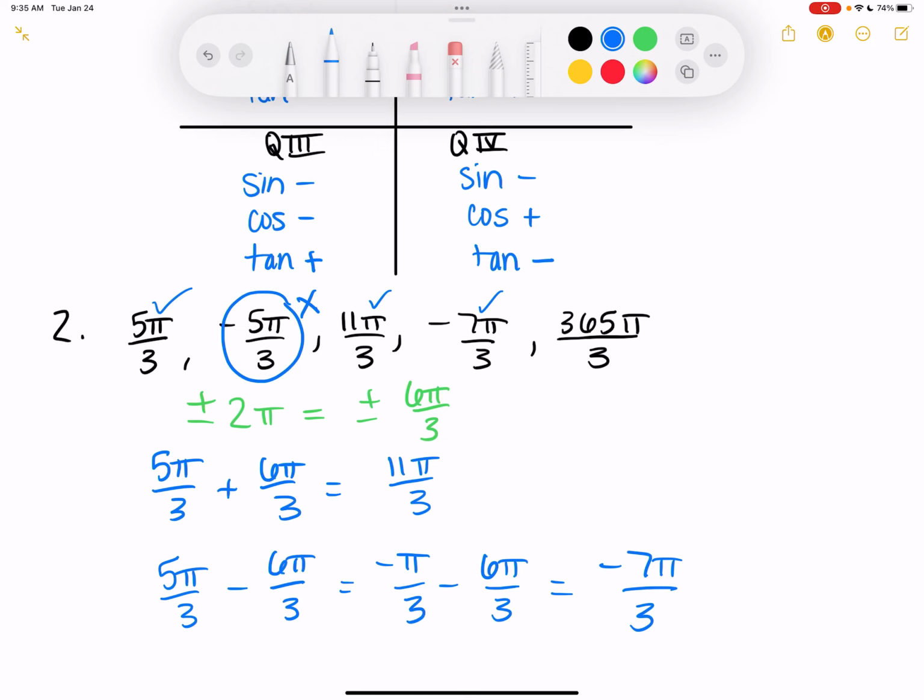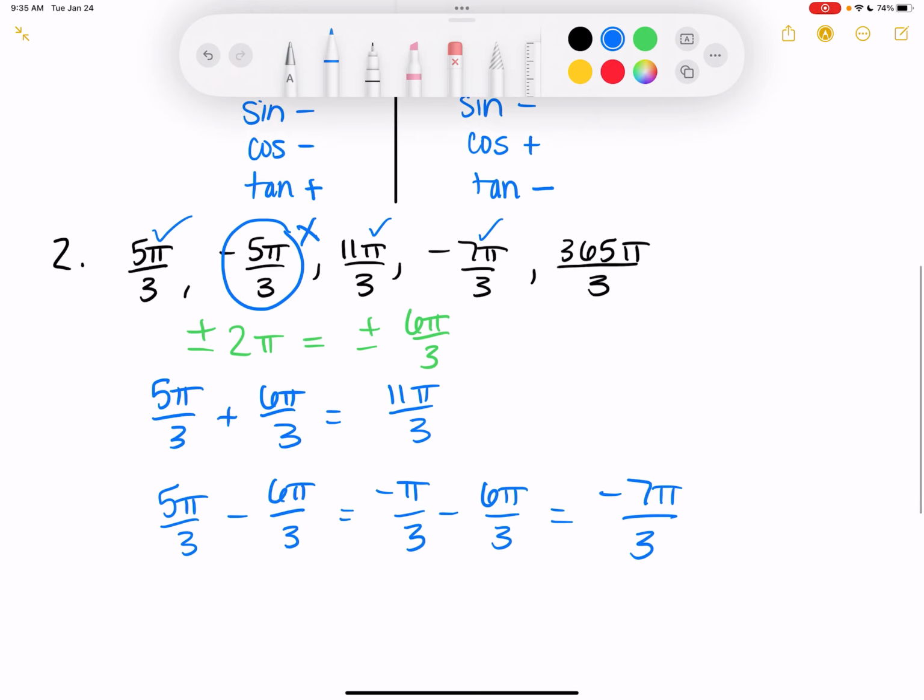Now, you could also multiply by some really big number to eliminate having to subtract or add that many times. But if all the rest of them work, you know that's the one that doesn't, and vice versa. So being coterminal basically means they have to be able to subtract or add to get to each other.